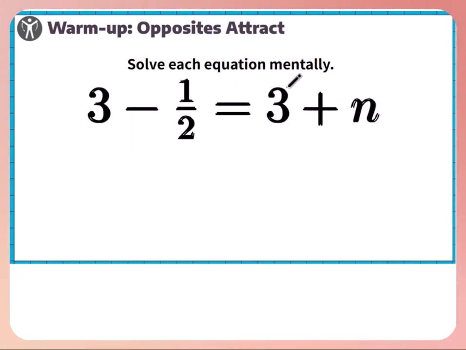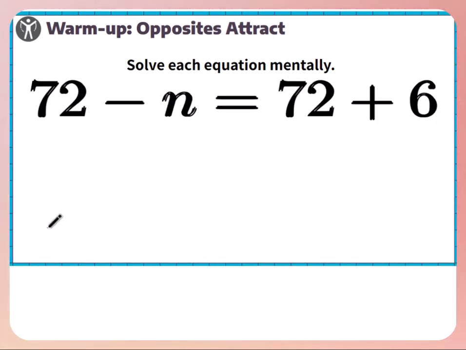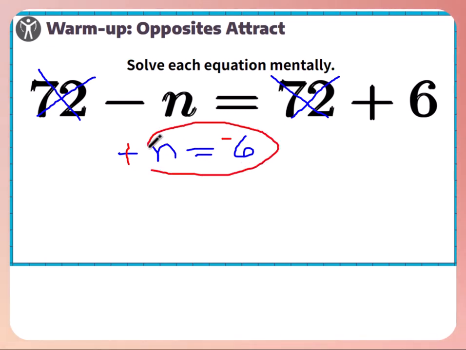All right, now let's look at this one a little closer. You see how there's a 3 on both sides? Okay, we can go ahead and subtract that 3 from both sides and get n equals -1/2. That's our solution. Same thing here. We have 72 on both sides. Let's subtract that 72 from both sides, and we get -n equals 6. We can't have a negative n, so we're going to multiply everything by -1. In other words, every sign in every term is going to change to its opposite. So n is equal to -6.